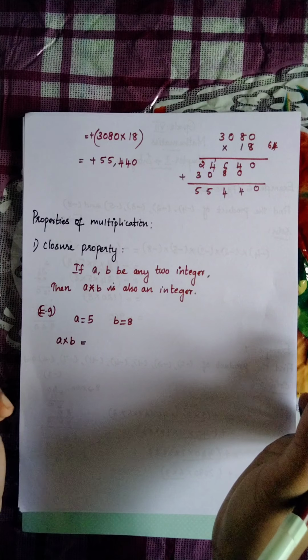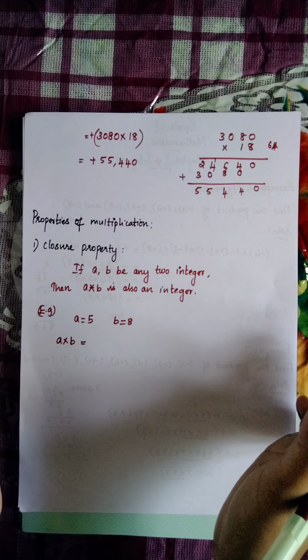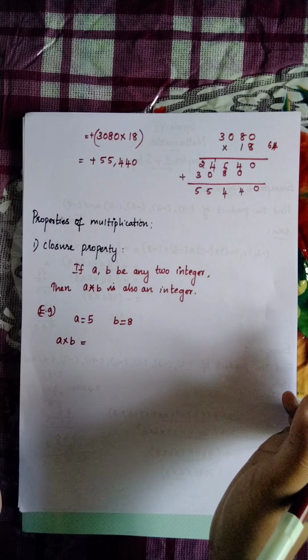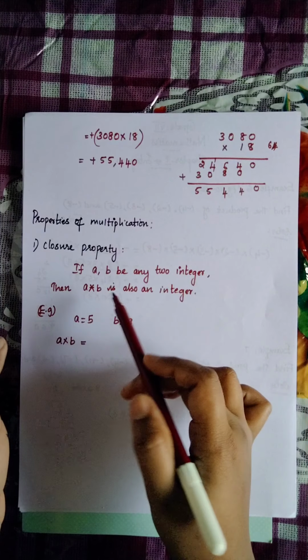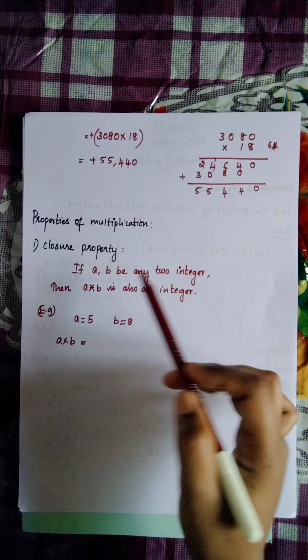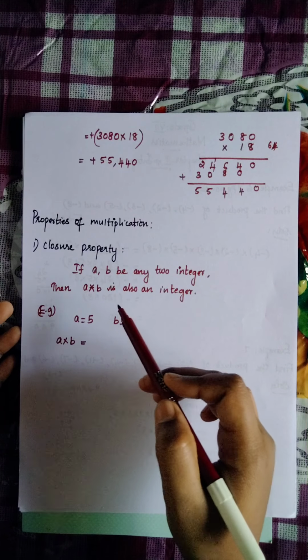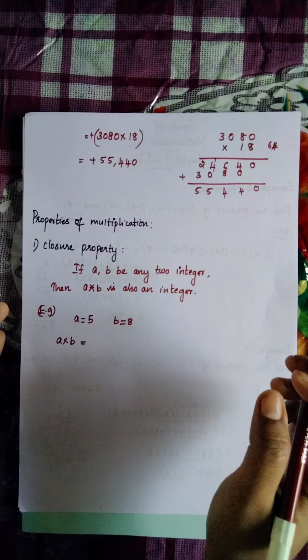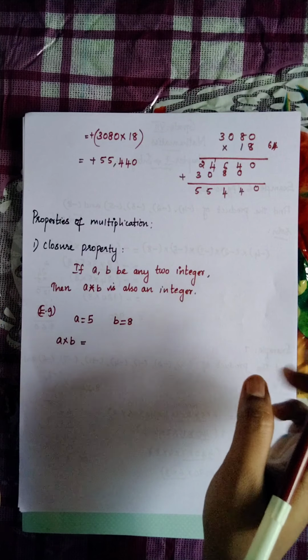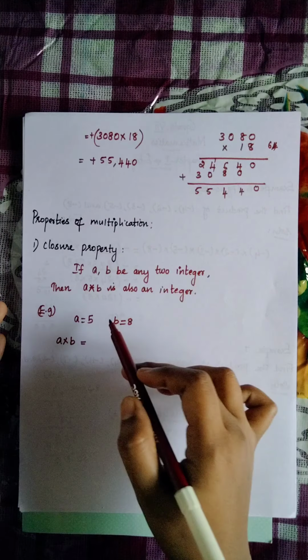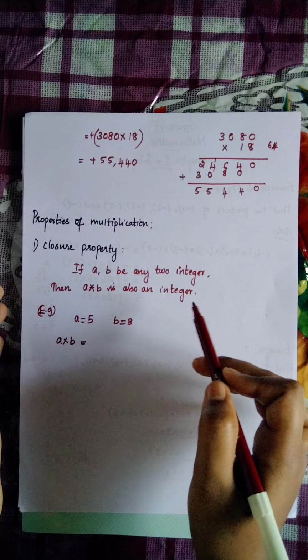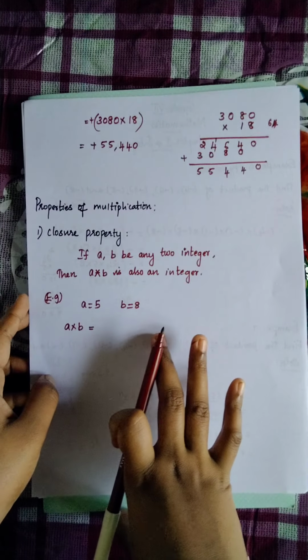How many integers have you taken? You have taken 2 integers, right? Here also we are going to take any 2 integers. If a, b be any 2 integers, then a into b is also an integer. This is the property.